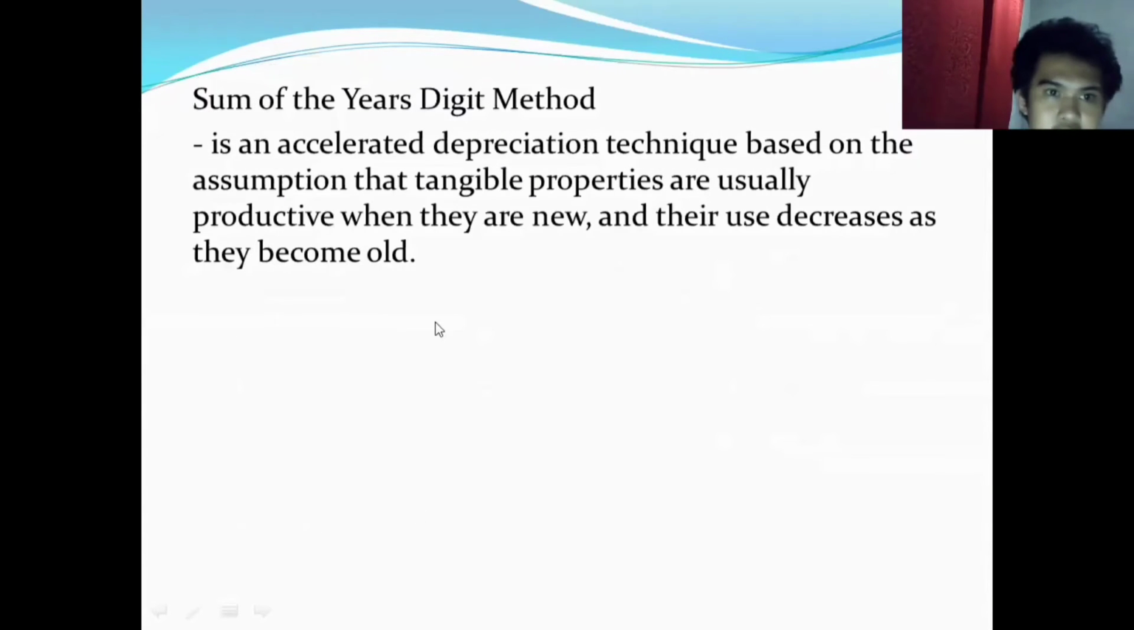So, the next method is the sum of the years digit method. So, sum of the years digit method, or SYD, is an accelerated depreciation technique based on the assumption that tangible properties are usually more productive when they are new, and their use decreases as they become old.